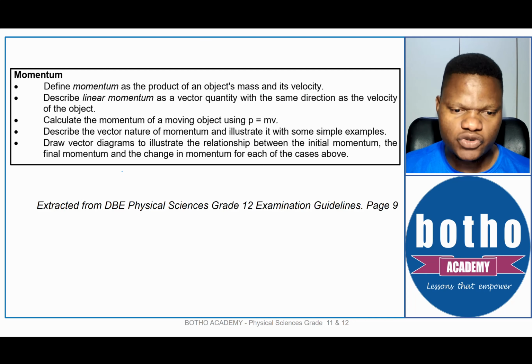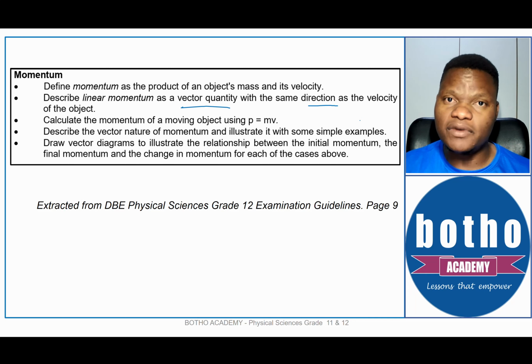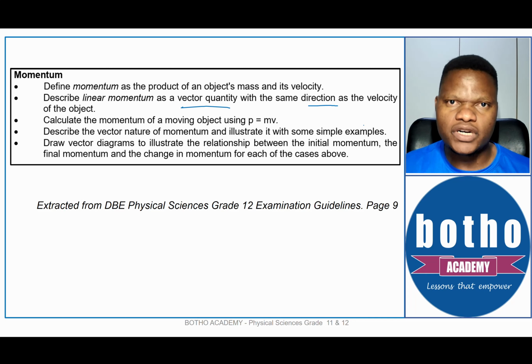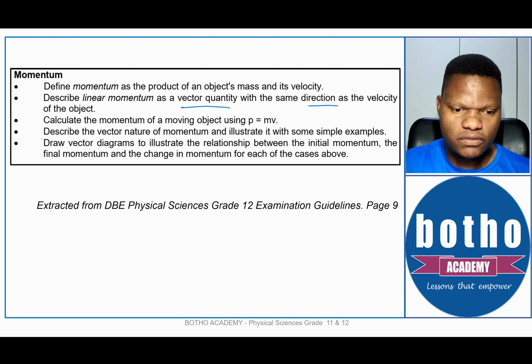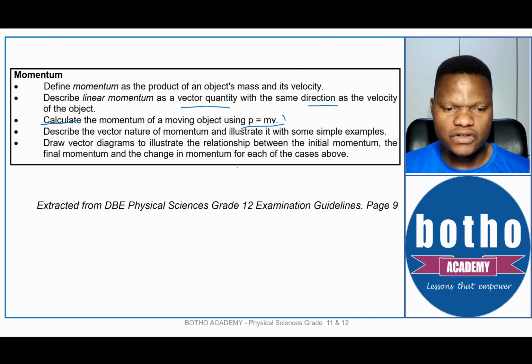The second bullet point says we should be able to describe linear momentum as a vector quantity, and we all know what that means. It means that it has a magnitude and direction. In this case, our momentum must take the same direction as the velocity, as momentum is a product of mass and velocity. So momentum as a vector quantity will have a direction, and that would be the same direction as the velocity. Then bullet number 3 says we should be able to calculate the momentum of a moving object using the formula p = mv, as you can see there.